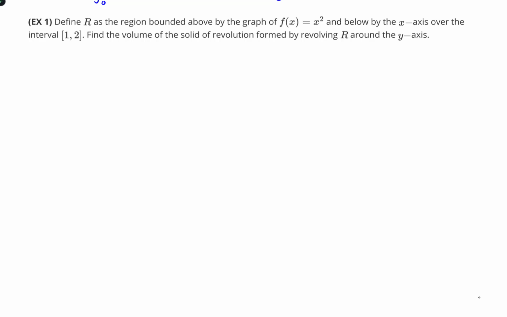Define R as the region bounded above by the graph of f of x equals x squared and below by the x-axis over the interval 1 to 2. Find the volume of the solid of revolution formed by revolving R around the y-axis.